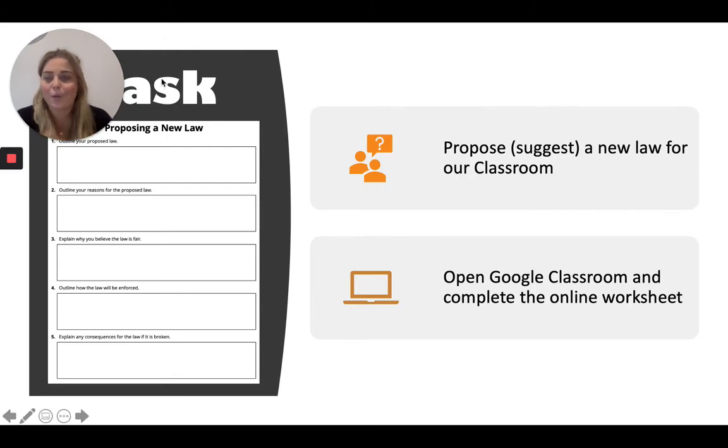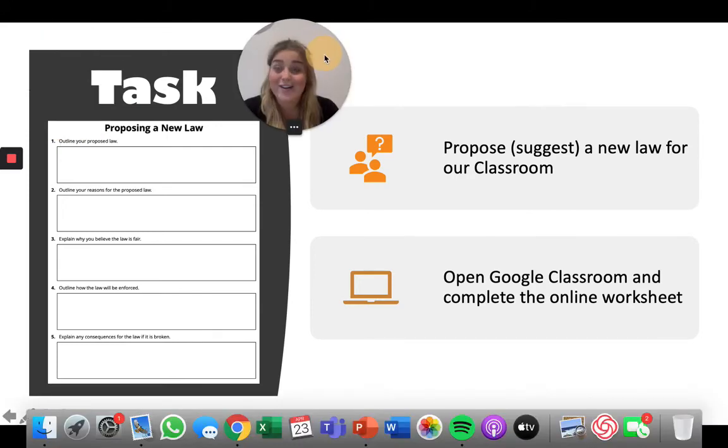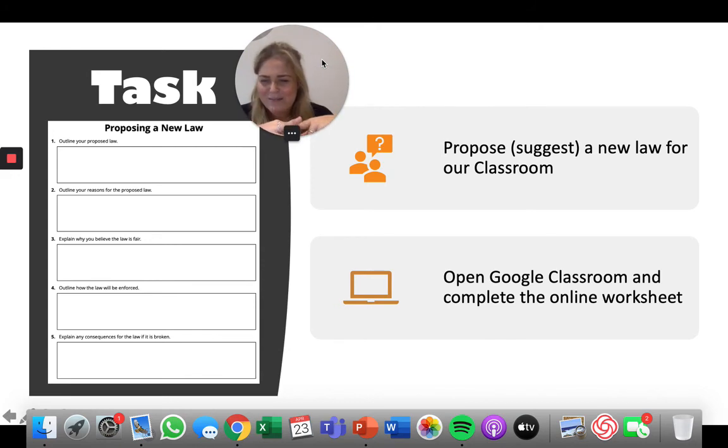So what I would like us to do today, we are going to do a task, and you're going to propose a new law, but your law's not for Australia, it's for our classroom. I would like you to suggest a new law that we should have in our classroom. So you need to suggest what it is. You need to tell me your reasons for that law. You then need to explain to me why that law is fair and why it's fair for everyone. And then you need to say how that law is enforced.